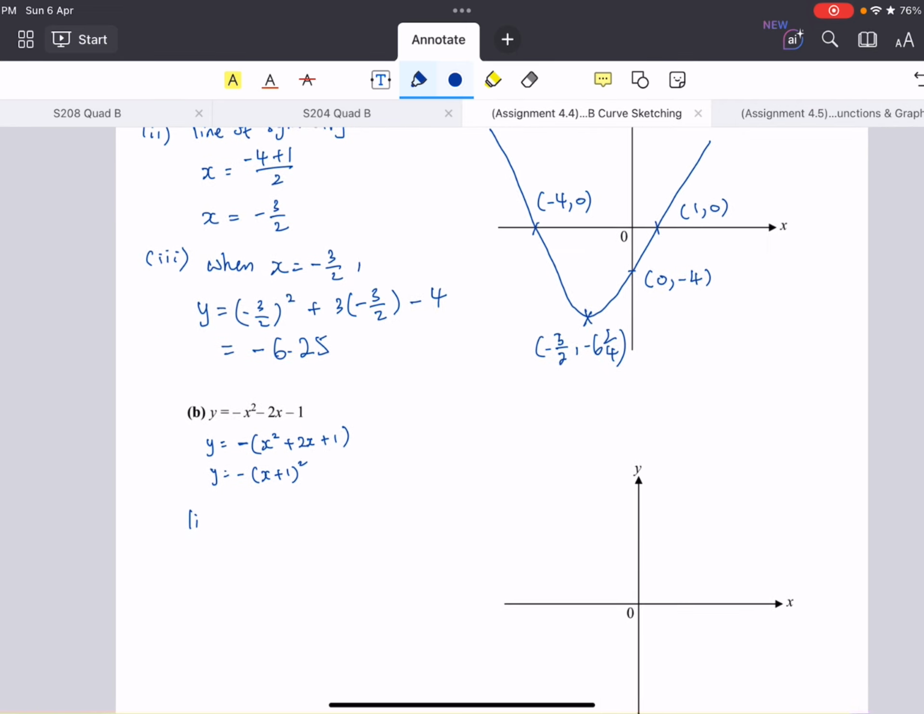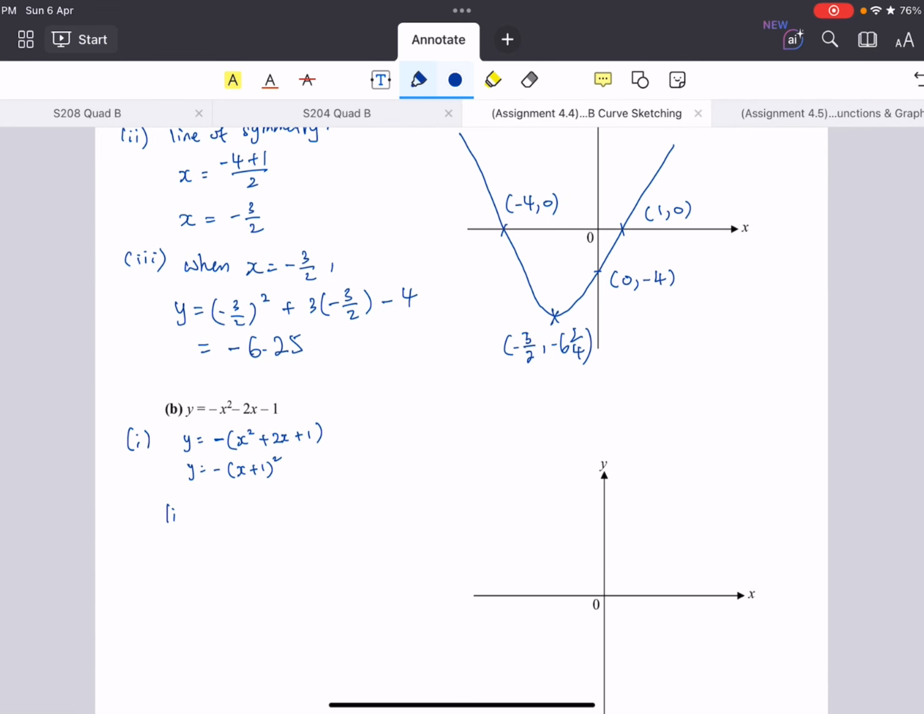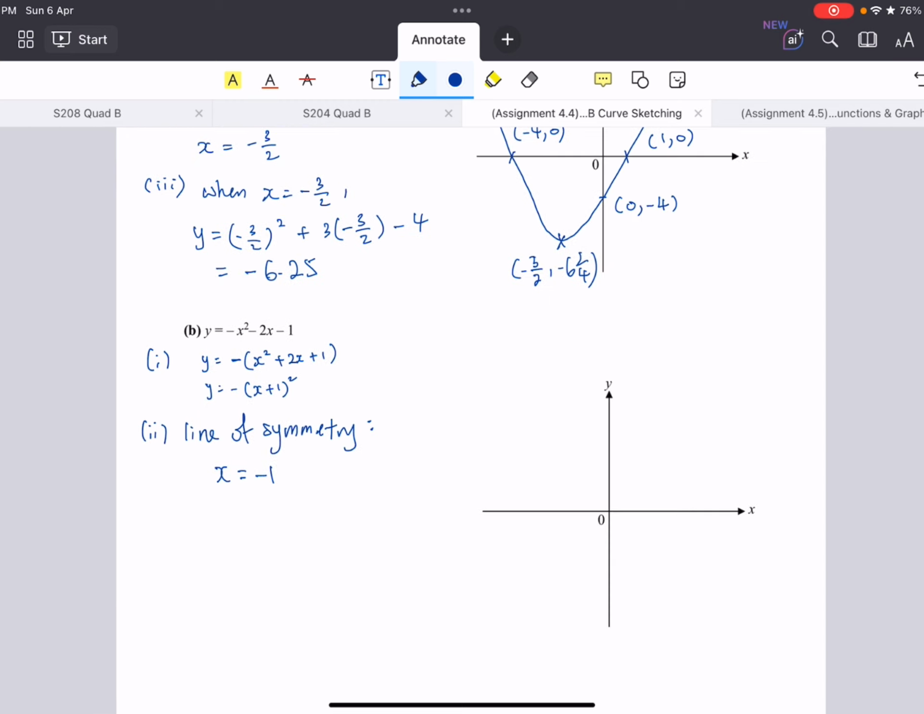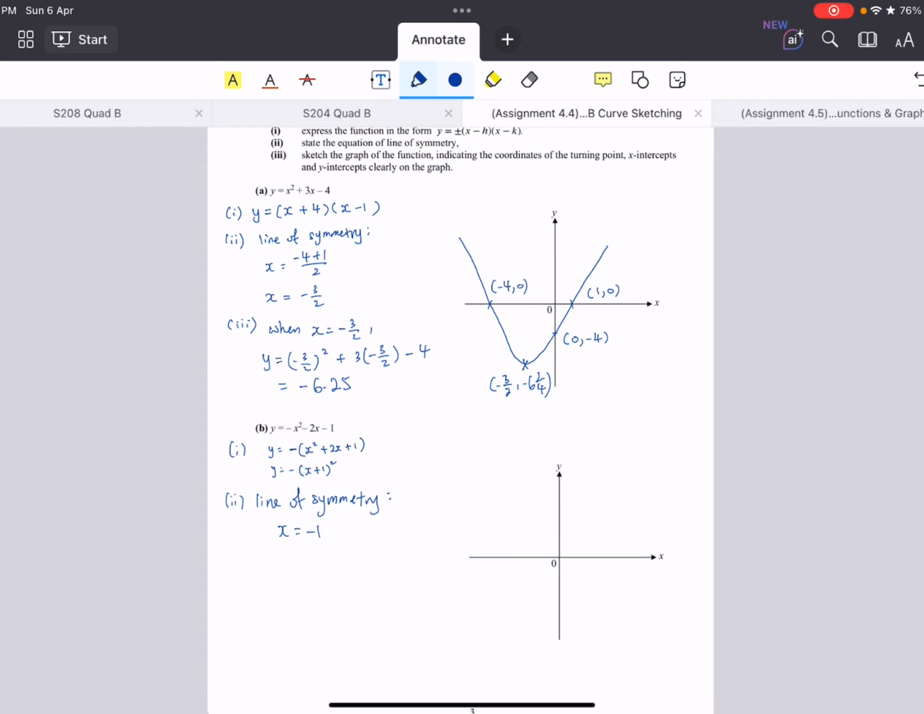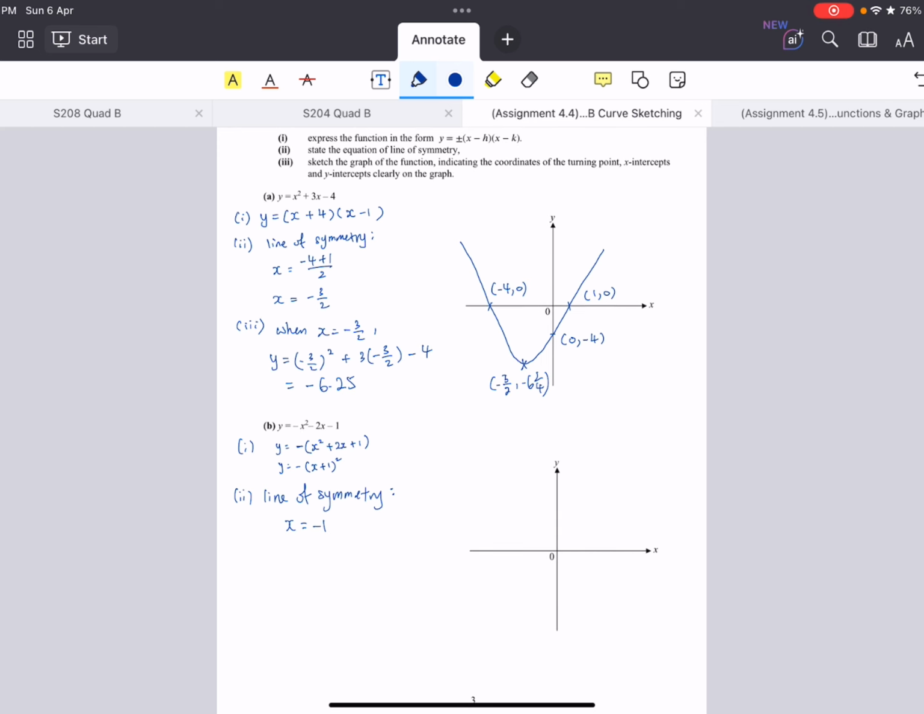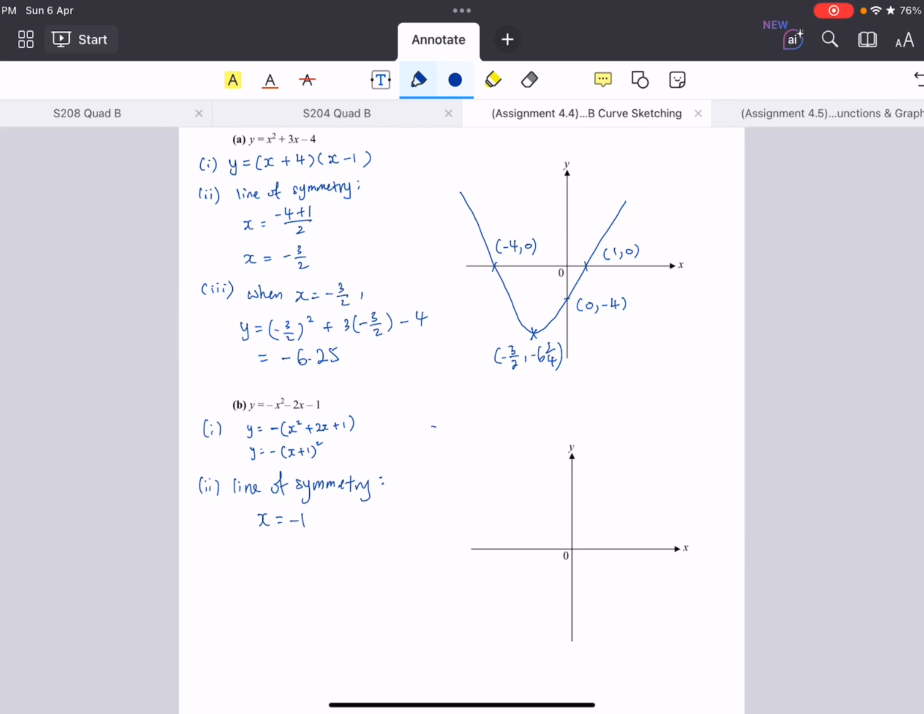So the line of symmetry, right? This is part 1. Yes, part 1. Part 2, line of symmetry is going to be x equals negative 1. Okay, so we need the turning point as well. Turning point is, well, it's going to be on the axis, right? So part 3, we're just going to sketch it directly.